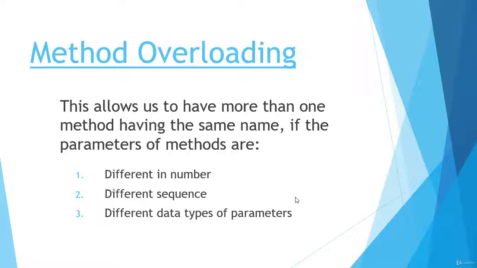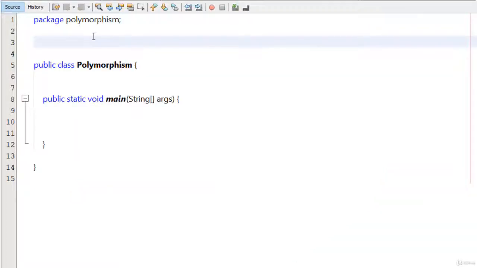In this video, we are only going to focus on compile time or static polymorphism, and in that we will learn about method overloading, in which the parameters of the method are different in number, different in sequence, and different in data types. So let's discuss this polymorphism in our NetBeans. Now here I am going to create a class with the name calculator. So type here class calculator.